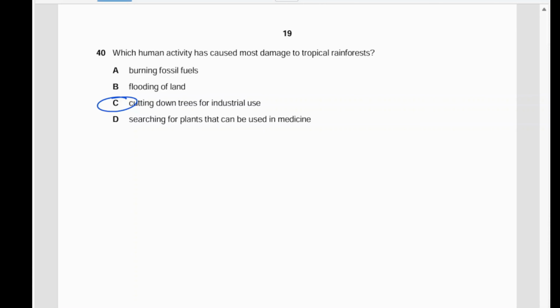Ecology is important. There must be one question in the P4. Must be.